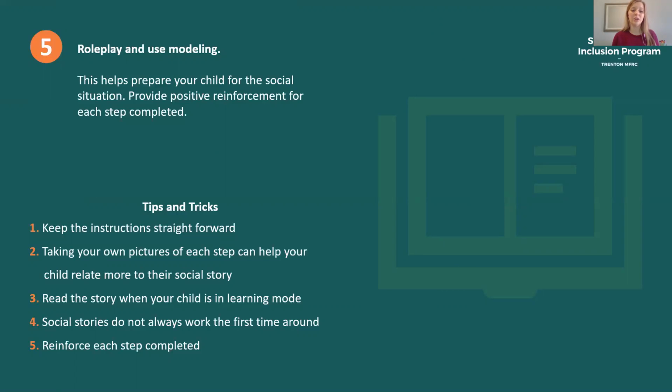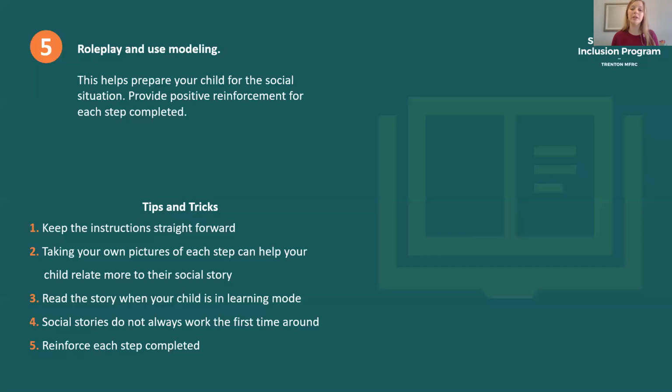Step two would be taking your own pictures of each step of the actual social situation that could happen. This allows the child to see exactly what to expect, and it gives them that sense of confidence and preparedness for what they're going to experience in the future.